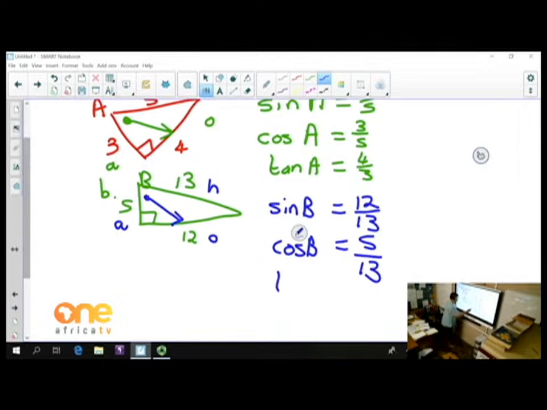And then the last one, tan B, is equal to tan. So it's the other two sides now, opposite over adjacent. So it will be 12 over 5. Make sure that you understand this before you continue now with the next lesson.